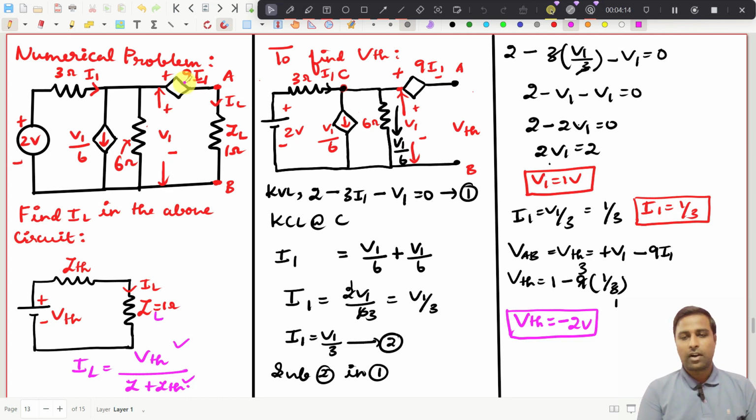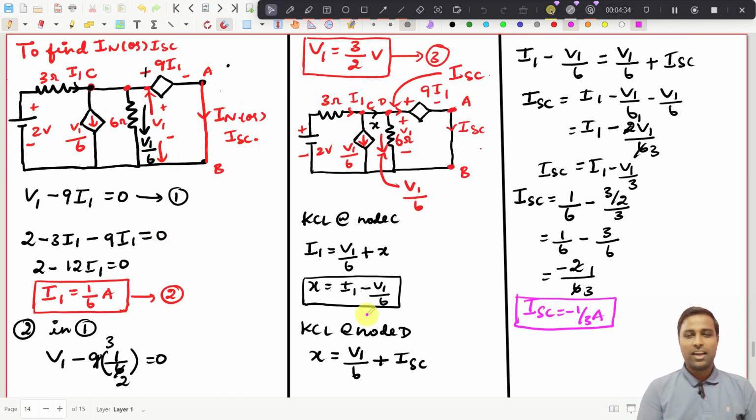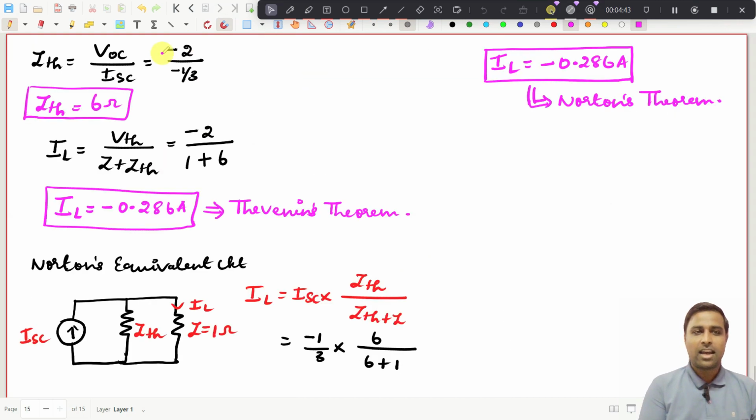What we followed is to short circuit this resistance to find IN. I told you, if you want to find Thevenin's resistance or impedance, just take the ratio of open circuit voltage and short circuit current. That is what we have done. We found ISC using several procedures, and at last we found ZTH by taking the ratio of VOC divided by ISC, and this is the ZTH value.